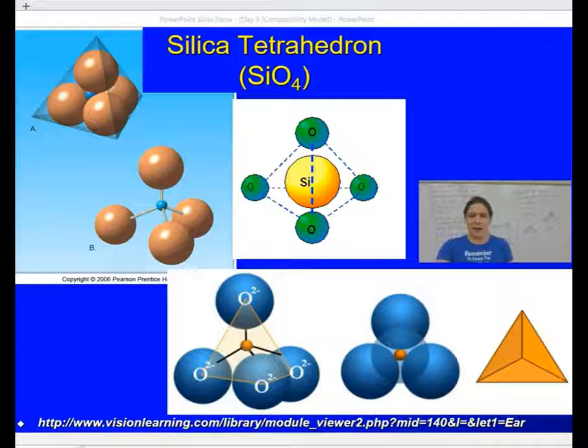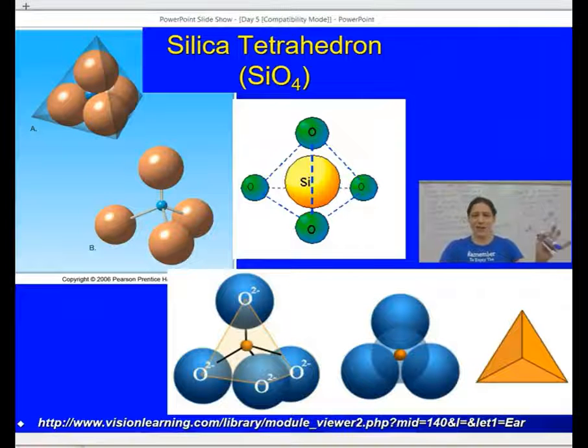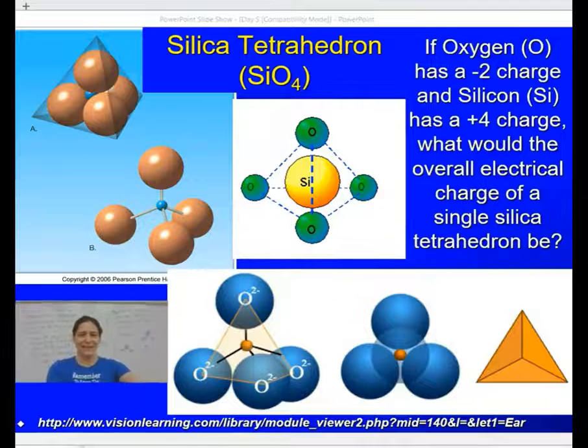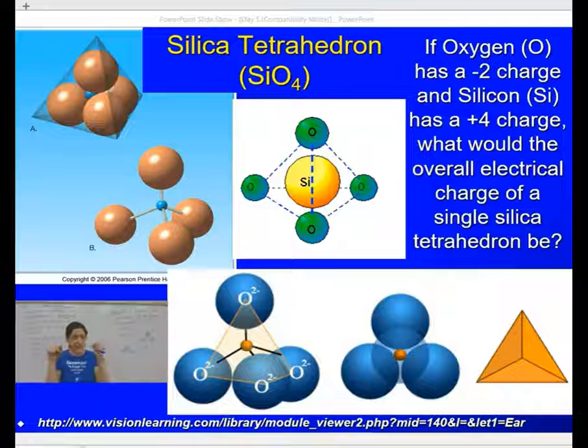What we now need to talk about are the electrical charges of the atoms in a silica tetrahedron. I told you this is the most technical lecture. I'm just going to tell you that oxygen tends to have a negative 2 charge. That outer orbital has 6 electrons. To make it full with 8, we need to add 2 more, which gives it an overall negative 2 charge. Again, just write that down if the whole orbital thing is messing with you. So oxygen tends to have a negative 2 charge, and silicon tends to have a plus 4 charge.